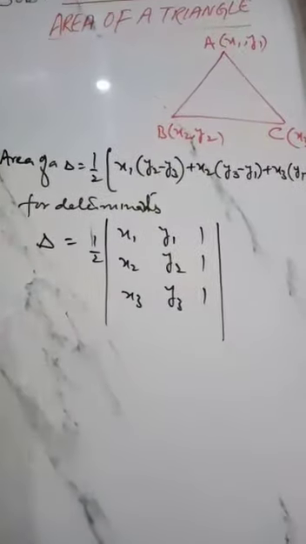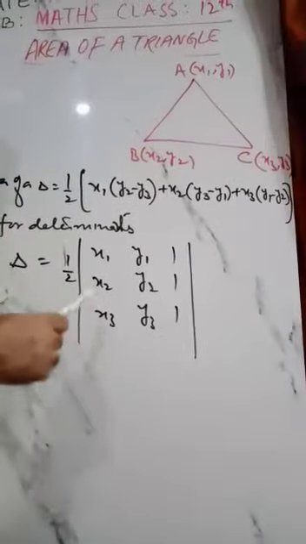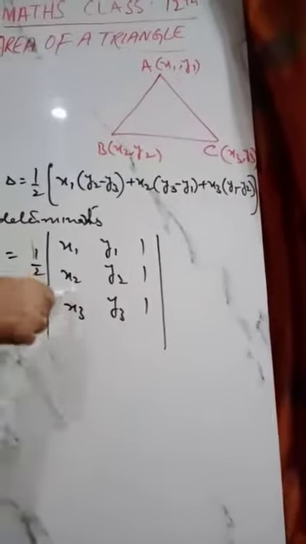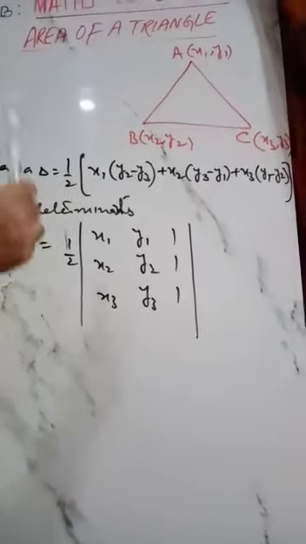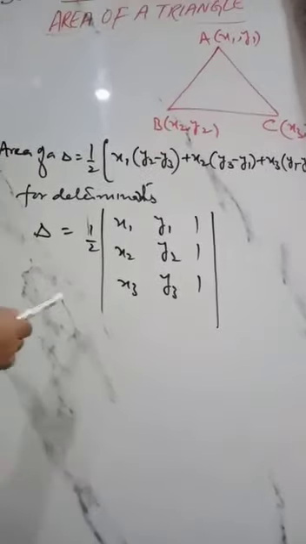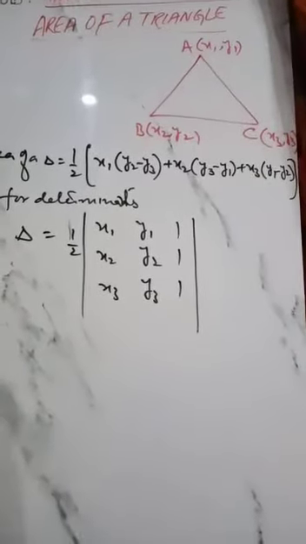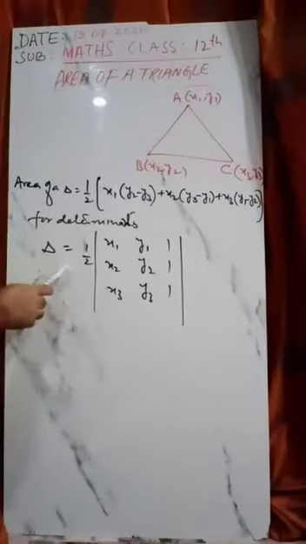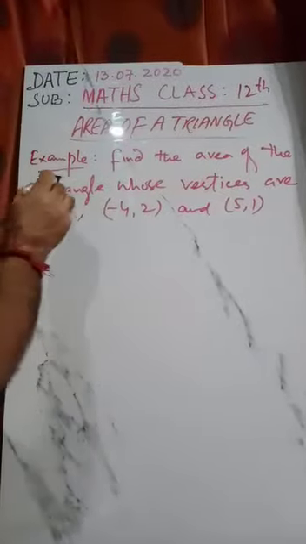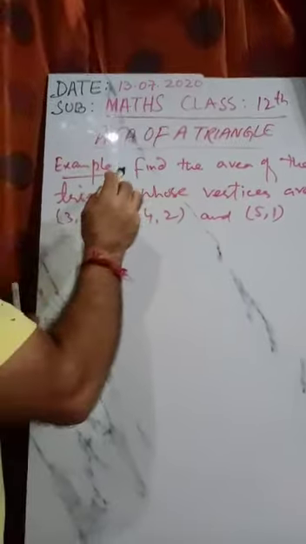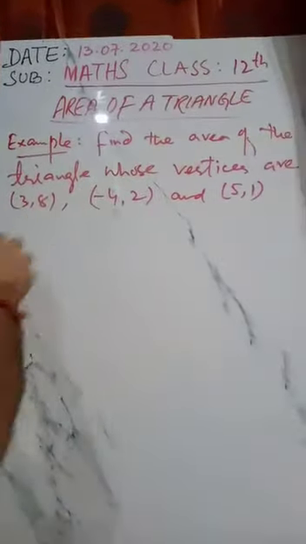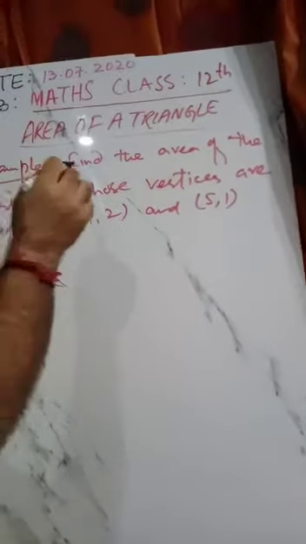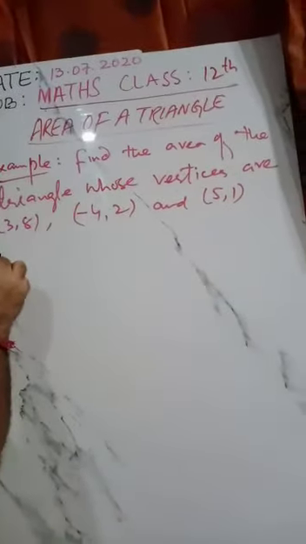Now to compute the area, you will go for either expanding by row or expanding by column. That is up to you. Now let us solve a question on the concept of area of a triangle using determinants. Let's solve an example based on the concept of area of a triangle when it is put in the form of determinants. So let us have the solution.